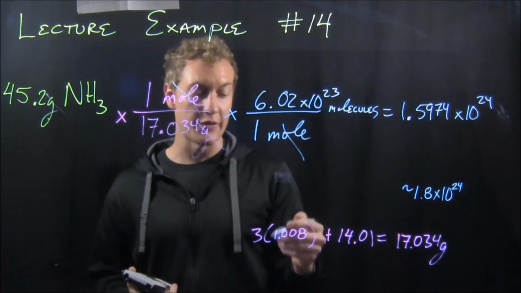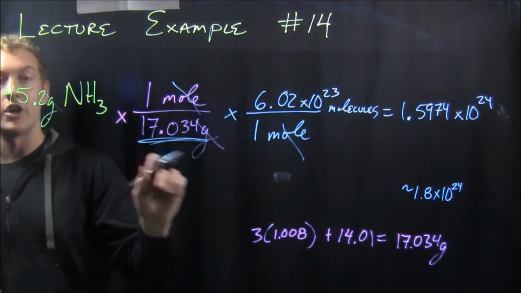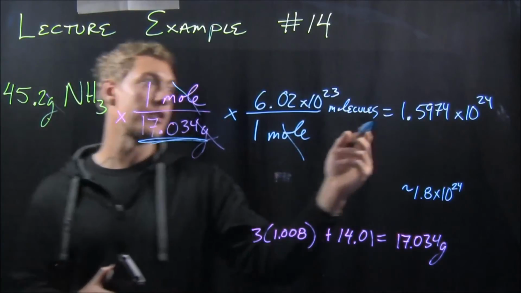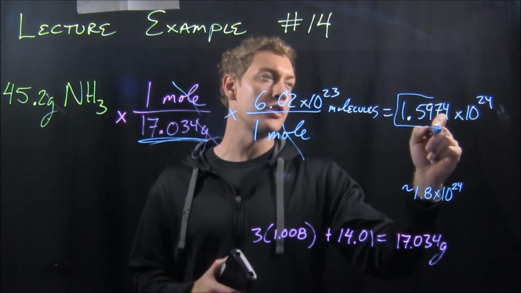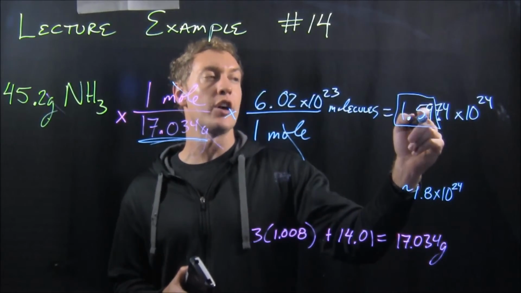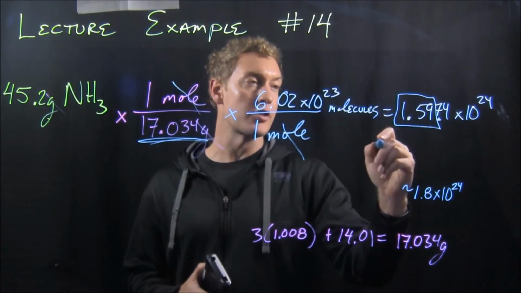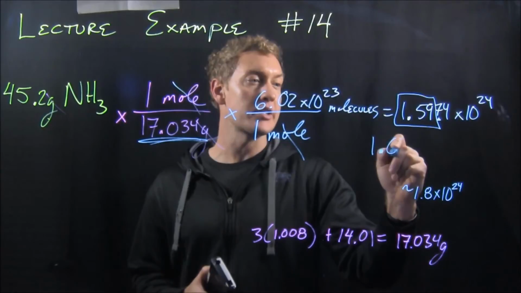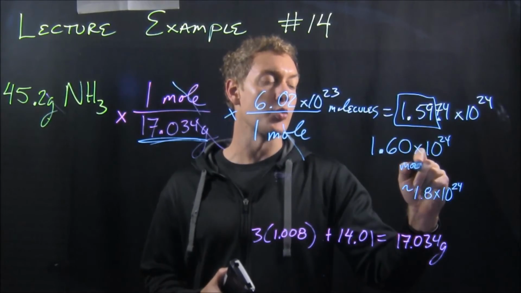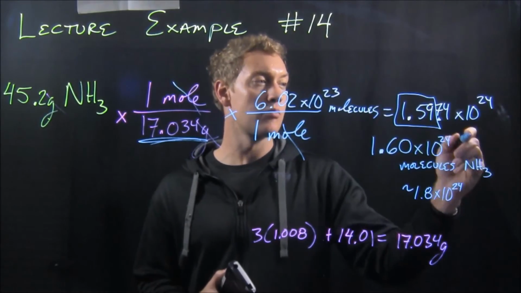Now, in terms of significant figures, you're going to want to go back and look. You got 45.2 there, so that's 3 significant figures. So we need to round our answer to also be 3 significant figures. The 7 is going to round our 9 up, and so 9 is going to then bump up. So our answer would be 1.60 times 10 to the 24th molecules of NH3.